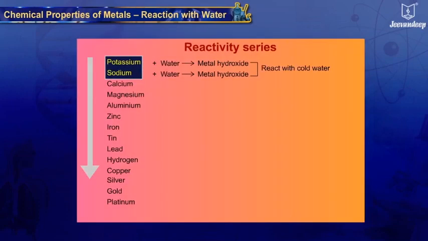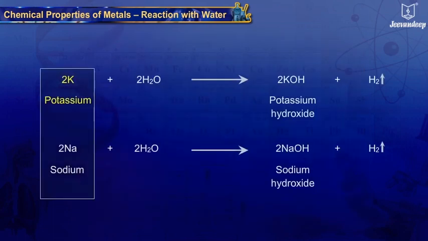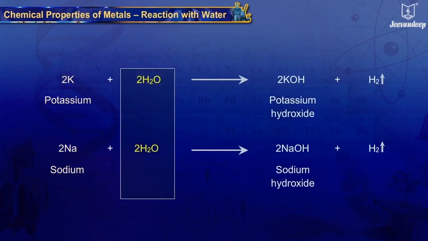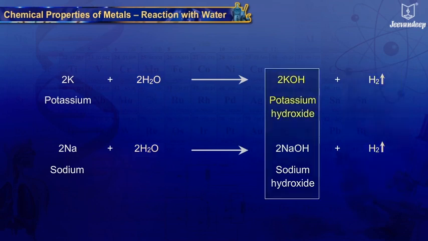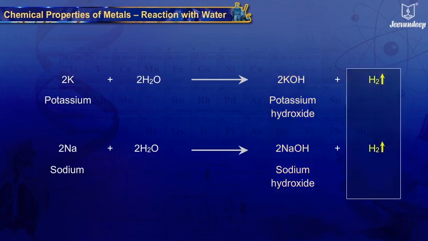Reaction of potassium and sodium with water. Potassium and sodium react vigorously with water to liberate hydrogen gas and alkaline potassium hydroxide and sodium hydroxide respectively. This is an exothermic reaction. Hydrogen gas released during the burning process reacts strongly with oxygen in the air.